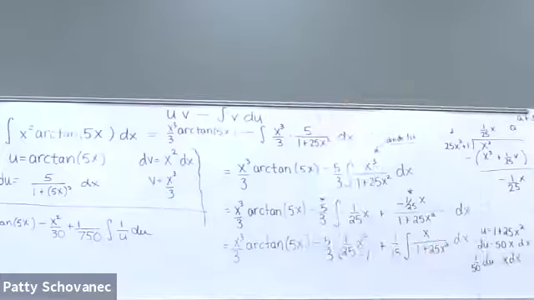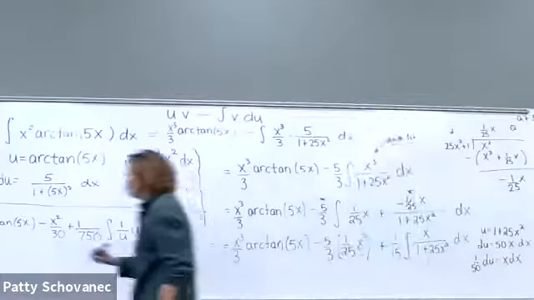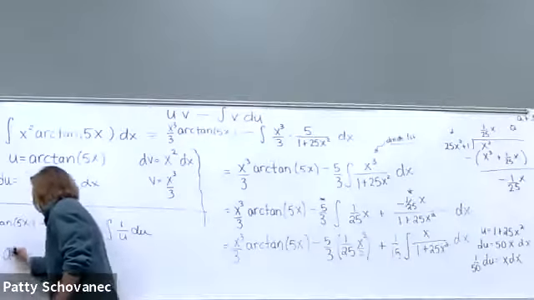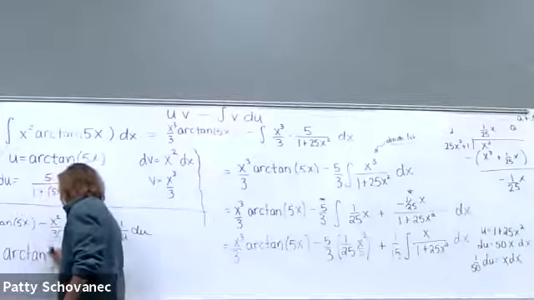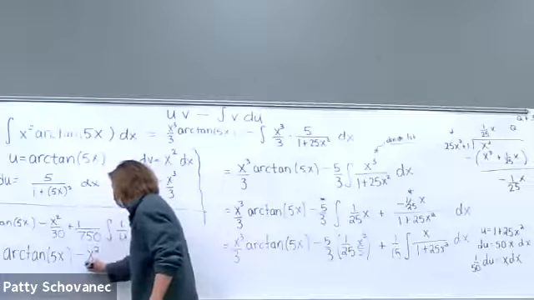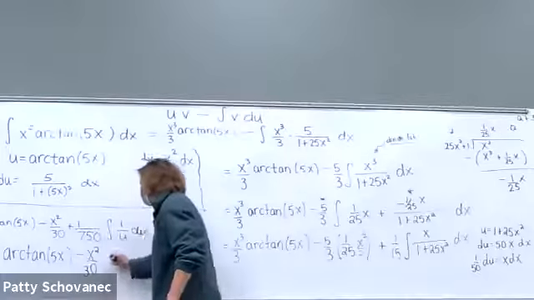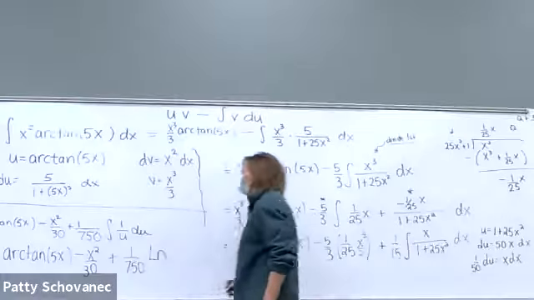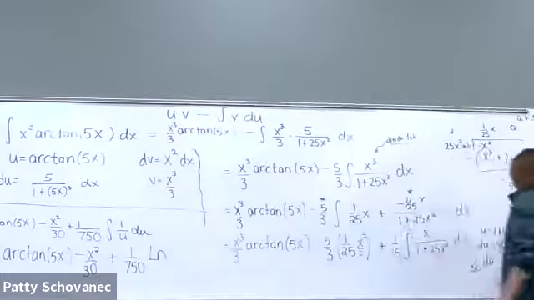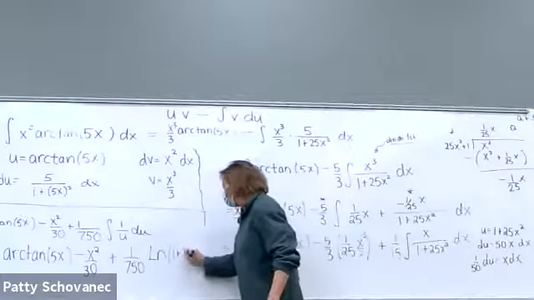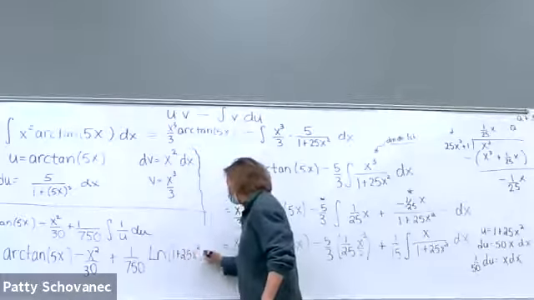Integral of 1 over u, and then you get the natural log of u, and then we're done. x cubed over 3, arctangent of 5x, minus x squared over 30, plus 1 over 750 natural log of u, but let's go ahead and fetch the u: 1 plus 25x squared, plus C.